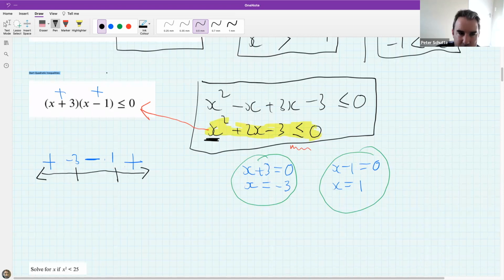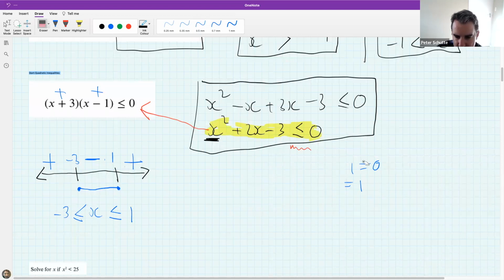Aha. Okay, let me show you. I can see there's a little bit of confusion. So the answer that I'm looking for is going to be when x is between -3 and 1, including -3 and 1. So the way we would write this is x is greater than or equal to -3 and less than or equal to 1.